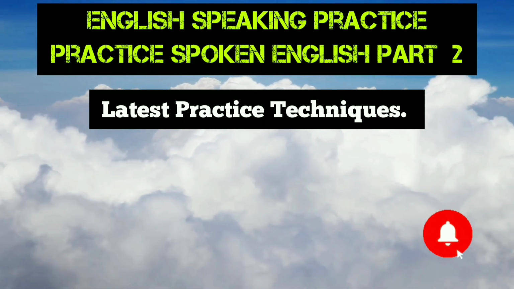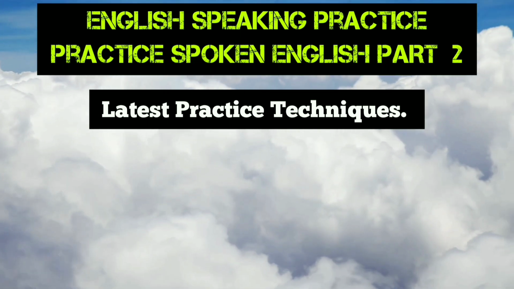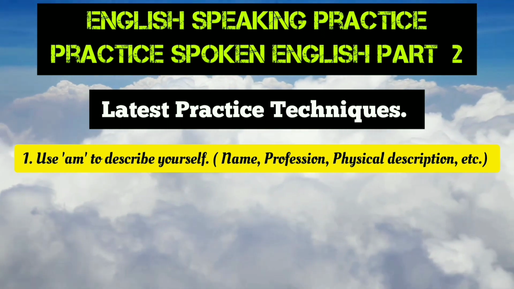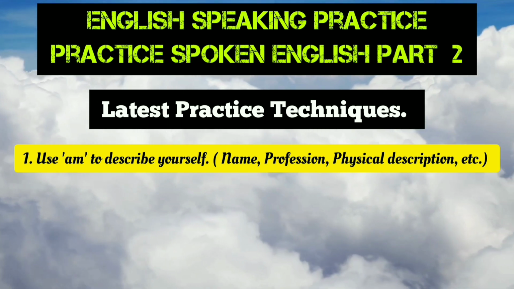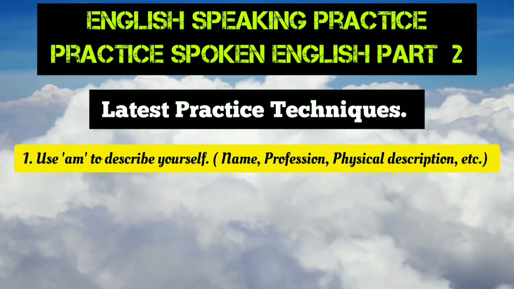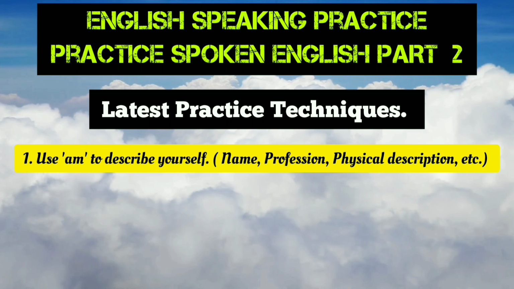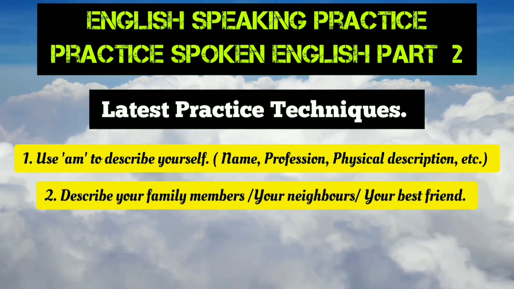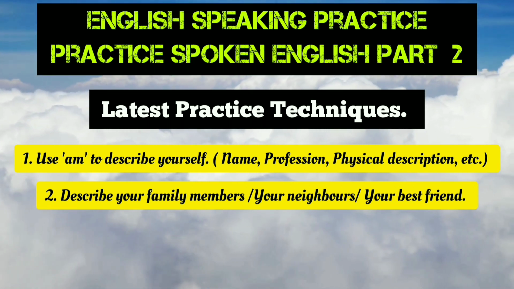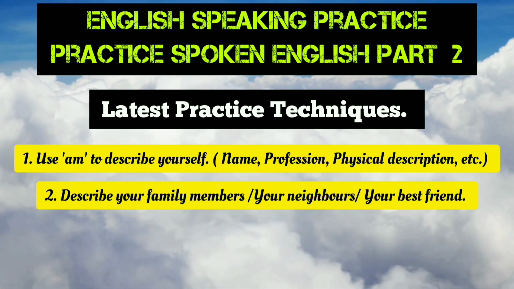So as you see, some latest practice techniques. You can describe yourself using am, the way I have mentioned. You can talk about yourself, your profession, your name. Then you can also give your physical description, that I am tall or I am thin. This way you can give your physical description also, and also you can make negative sentences as I already mentioned. Up next, you can also describe your family members or your neighbor or your best friend, and you can talk about their profession. That means you can describe any third person, that is your friend, your family member, your neighbor.